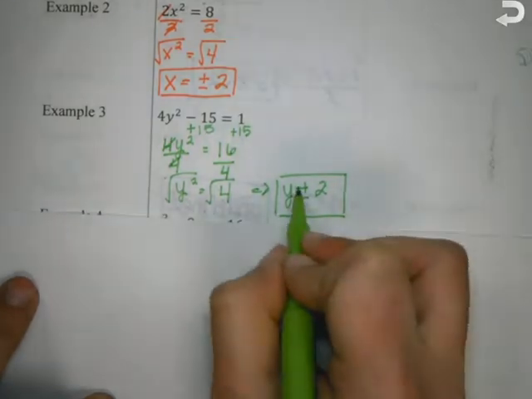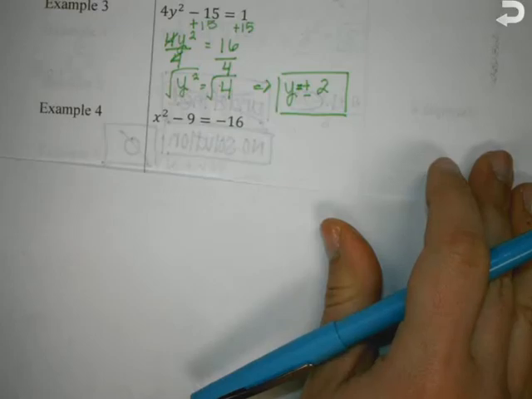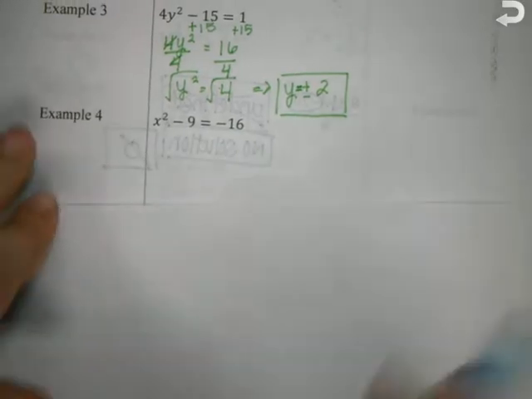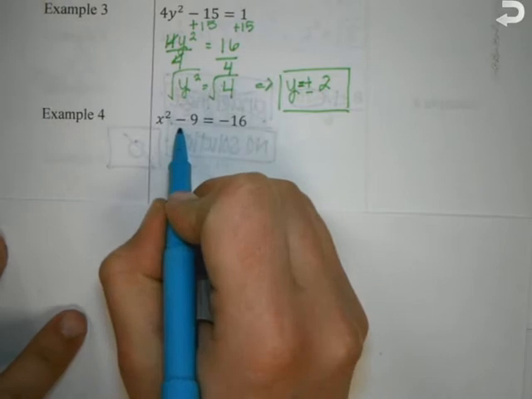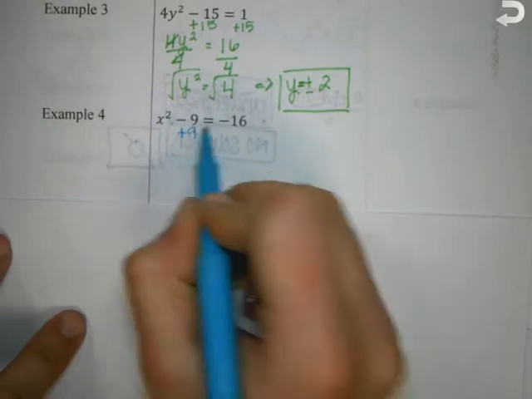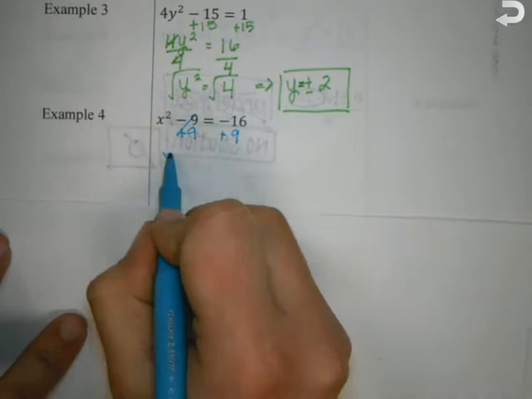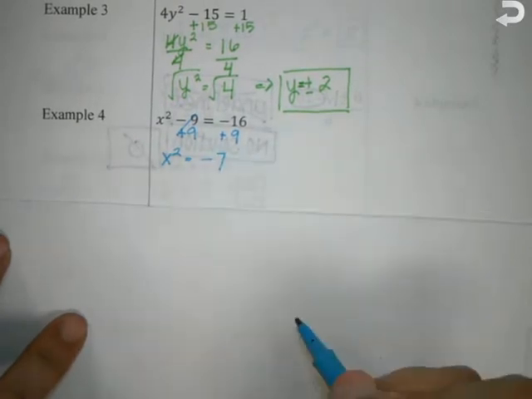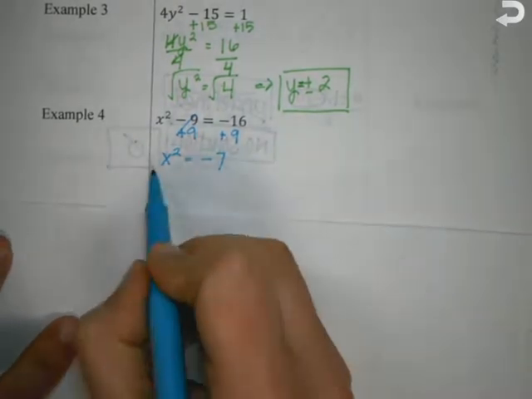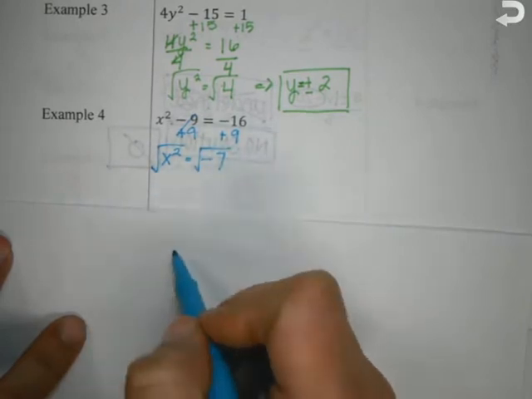Okay, example 4. First thing I have to do is what? Get x by itself. So let's get rid of that 9. So that gives me x squared equals negative 7. Okay, now what? Square root. Why can't I do that? Because it's negative, so no solution.